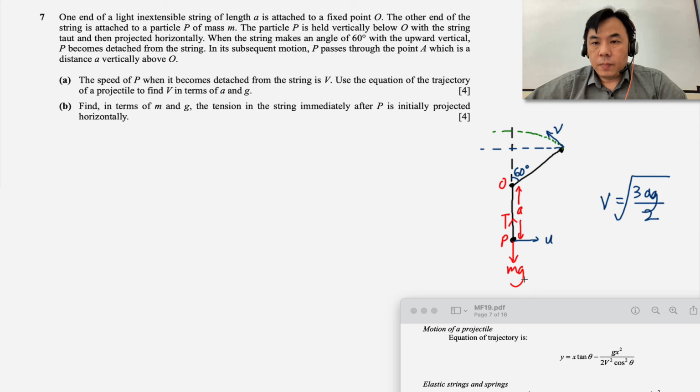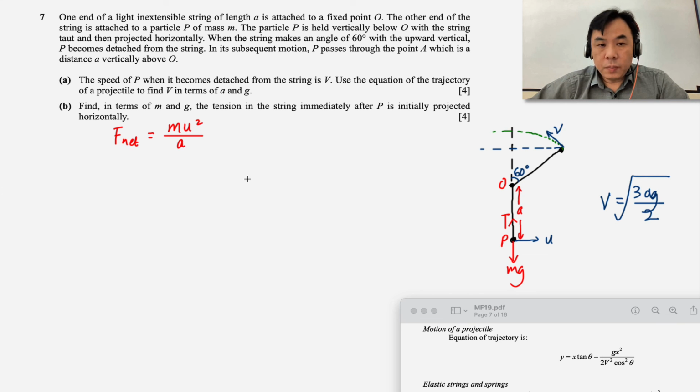OP. Right. Now just by looking at this section here, by applying Newton's second law, we can conclude that the resultant force is equal to the centripetal force, which is given as mu square over the radius of the vertical circular motion. The only thing that we don't have is the initial speed where it was launched, right? But we can make use of v in this case, because we have found v in terms of ag over 2 square root, right? Now, how can we relate the v and the u here? Right? In order to do that, we just have to apply conservation of energy in this case.